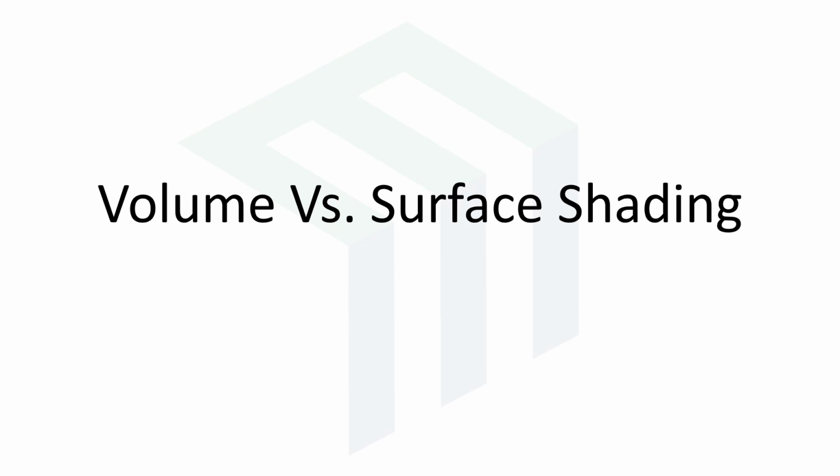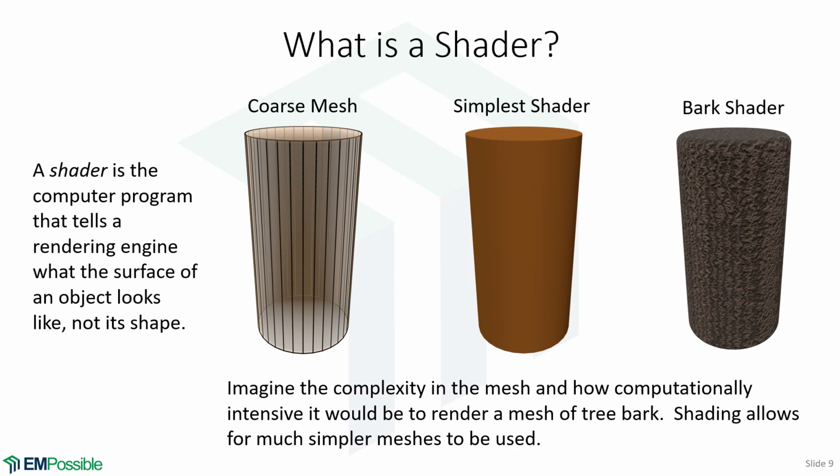On to the next topic, volume versus surface shading. Before we can even talk about shading, we have to answer the question, what on earth is a shader? Suppose I want to create tree bark. Tree bark is very bumpy, very detailed. If I were to create a mesh that actually resolved all of those bumps and cracks and other things in tree bark, that would be a huge, huge mesh.